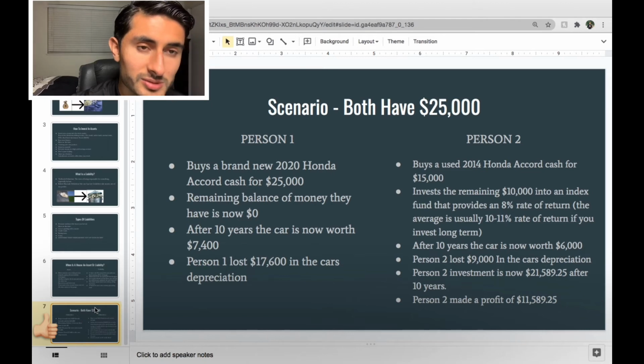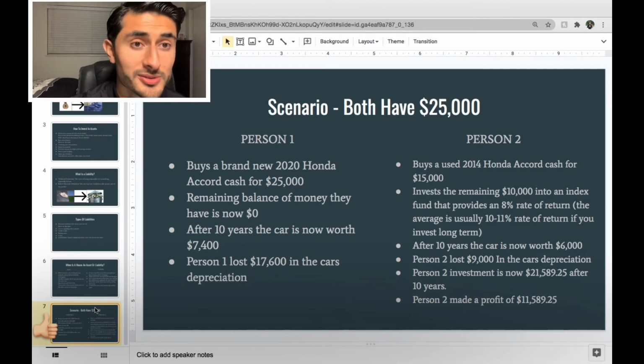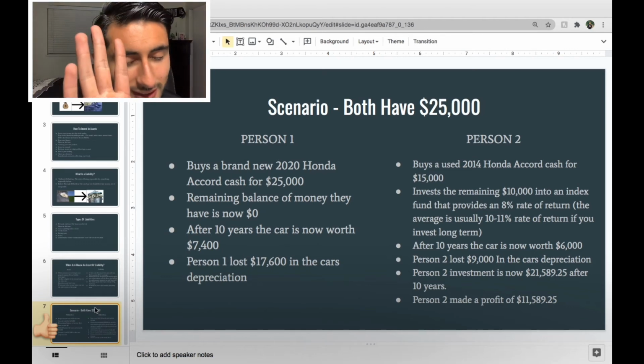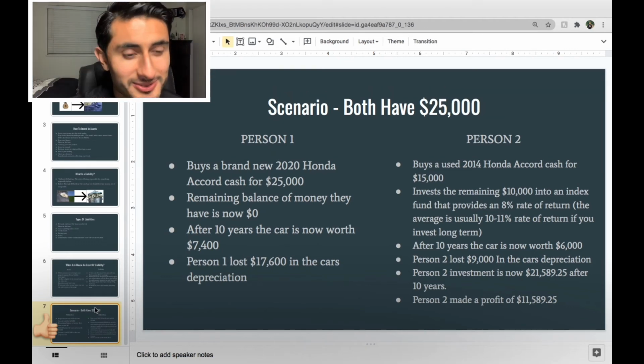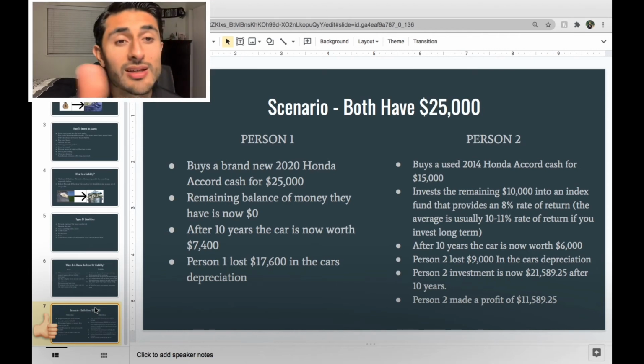So person number 1 bought a car, cash, has no more money left. Person number 2 bought a used car, had $10,000 remaining, and invested the remaining, right? Now before we go into more of this example, and before you guys read the rest of the bullet points, this is an example of why assets are so important and why you should invest in assets rather than liabilities.